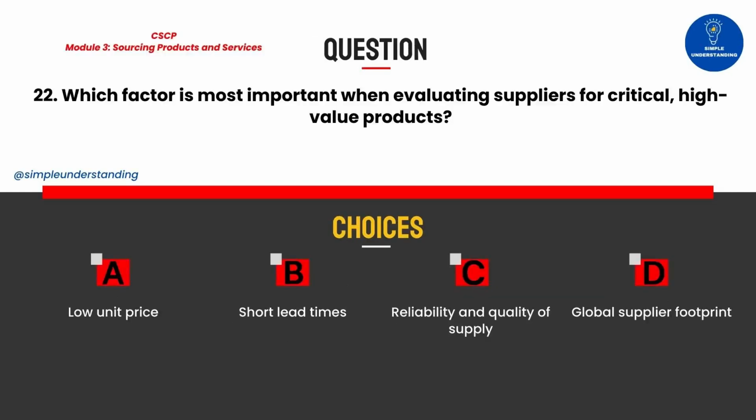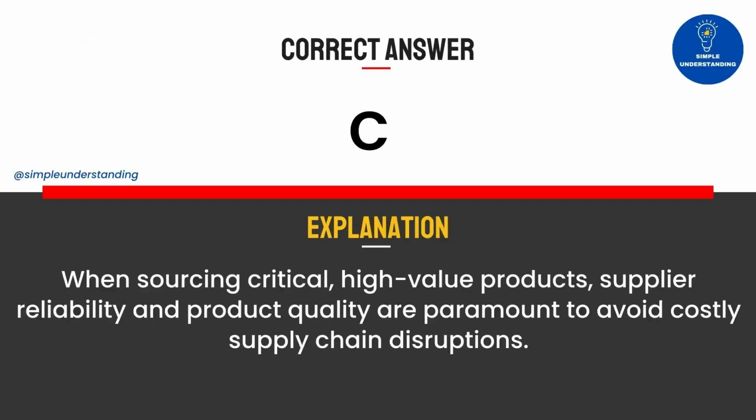22. Which factor is most important when evaluating suppliers for critical, high-value products? A. Low unit price. B. Short lead times. C. Reliability and quality of supply. D. Global supplier footprint. Correct answer C. Explanation. When sourcing critical, high-value products, supplier reliability and product quality are paramount to avoid costly supply chain disruptions.